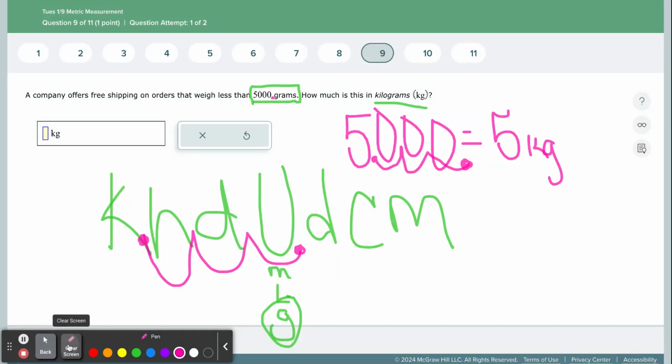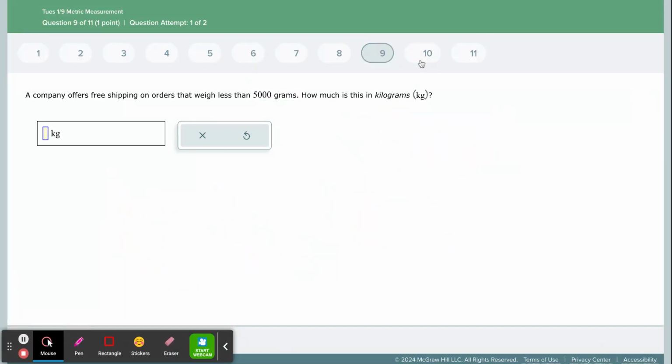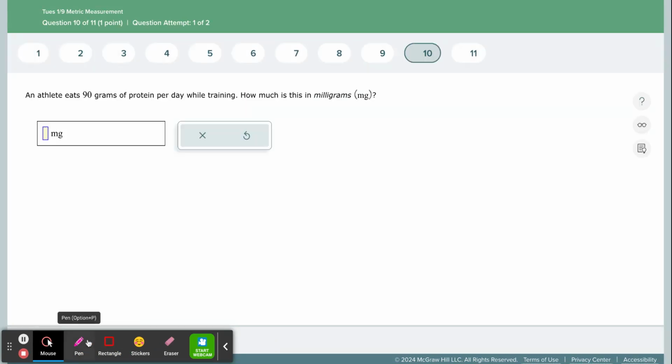Okay. All right. Moving on to number 10. Here we go. An athlete eats 90 grams of protein per day while training. How much is this in milligrams? Okay. If you look at any of your food stuff, you're definitely going to see milliliters and milligrams all over the place.